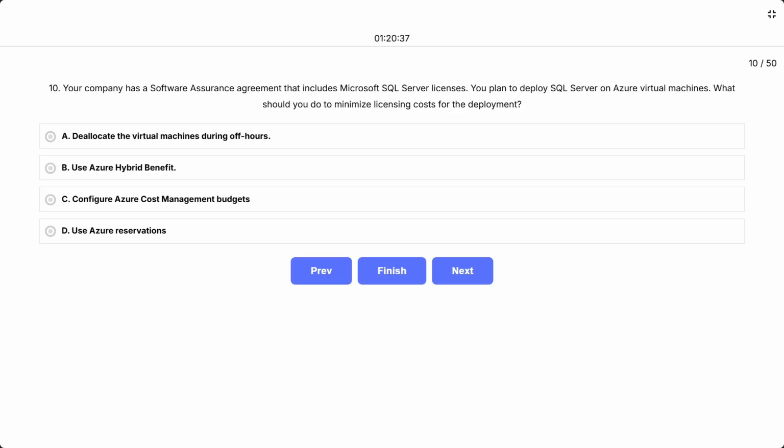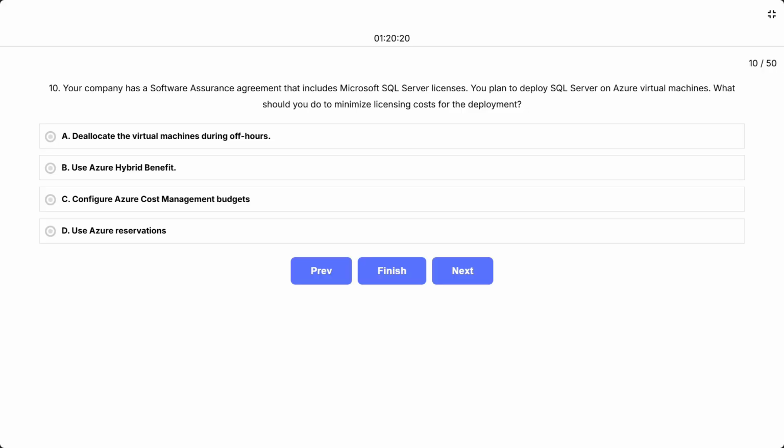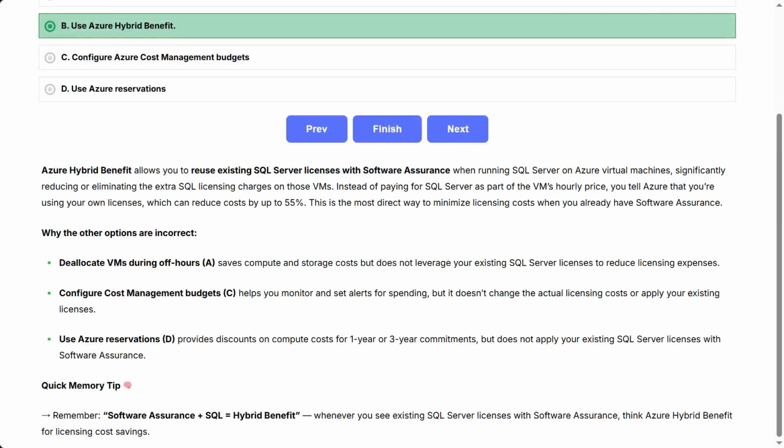D, use Azure reservations. This question is about cost optimization when running SQL Server on Azure VMs. Because you already own SQL Server licenses with software assurance, you're expected to choose the option that reuses those licenses in Azure instead of paying again. The correct answer is use Azure Hybrid Benefit. Azure Hybrid Benefit allows you to reuse existing SQL Server licenses with software assurance when running SQL Server on Azure virtual machines, significantly reducing or eliminating the extra SQL licensing charges on those VMs.